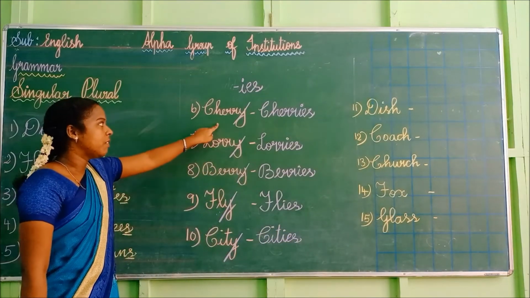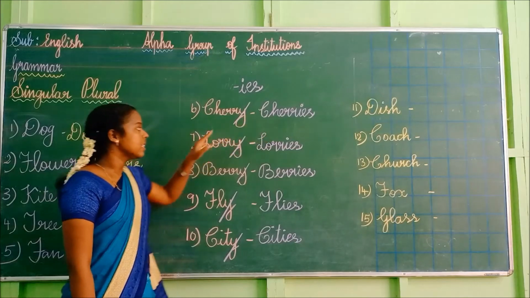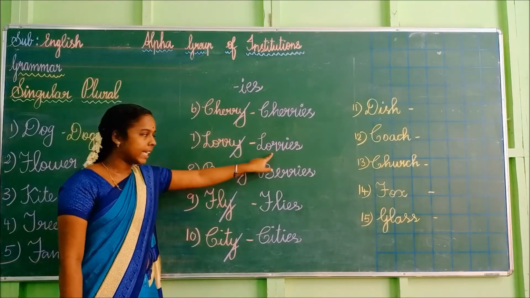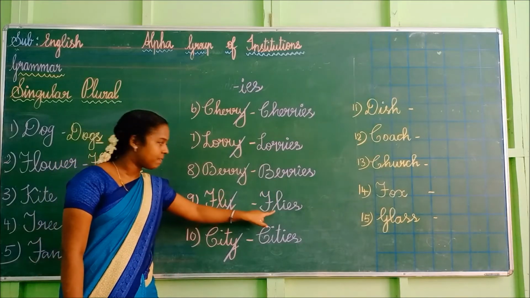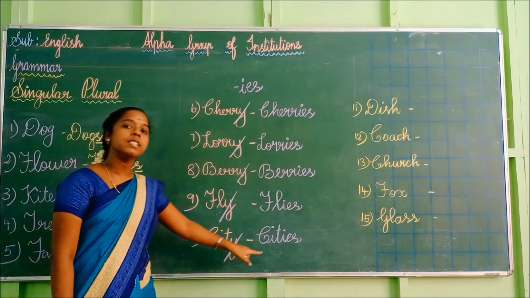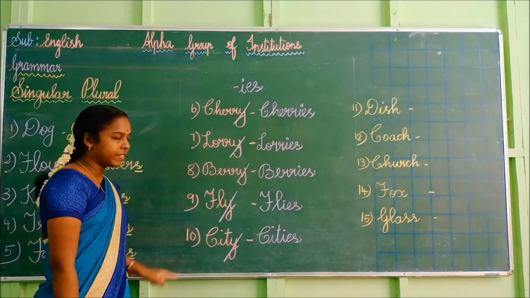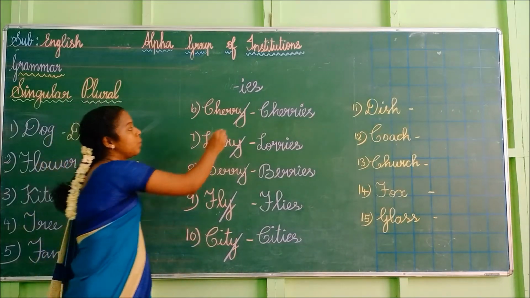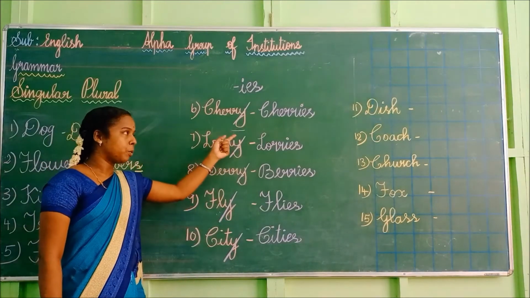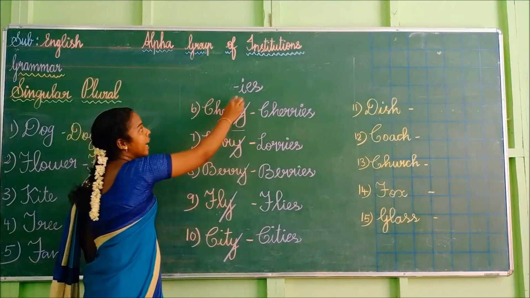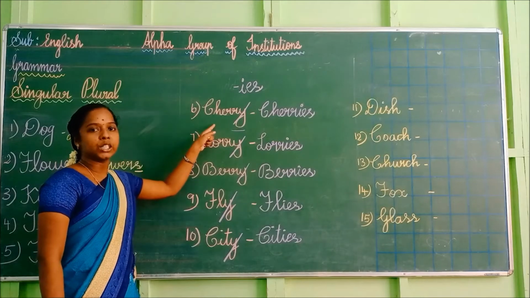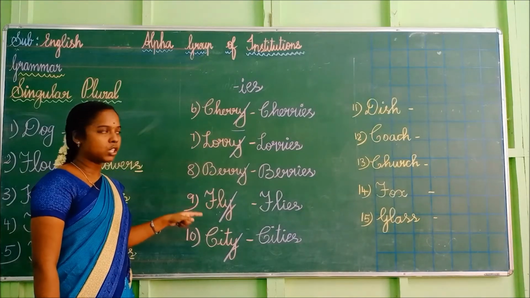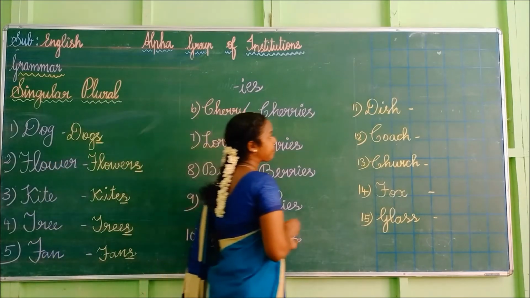So the plural form of cherry is cherries. Lorry is lorries. Berry is berries. Fly is flies. City is cities. So if the singular noun ends with Y, first you have to remove Y and then you have to add I-E-S to the singular noun to make the singular into plural. Have you understood, children?